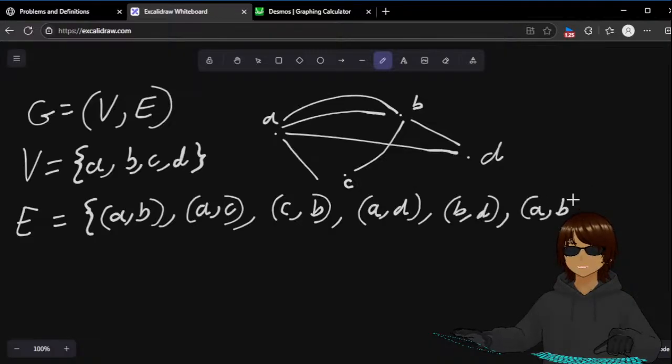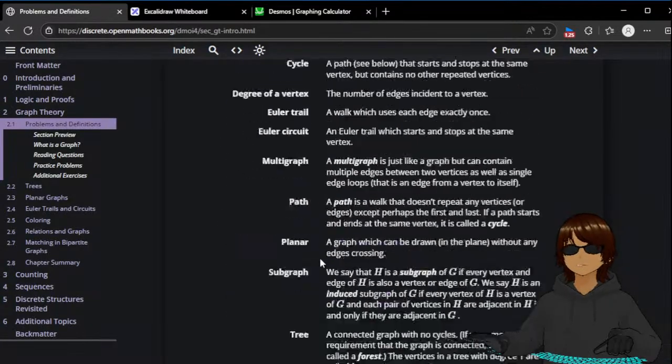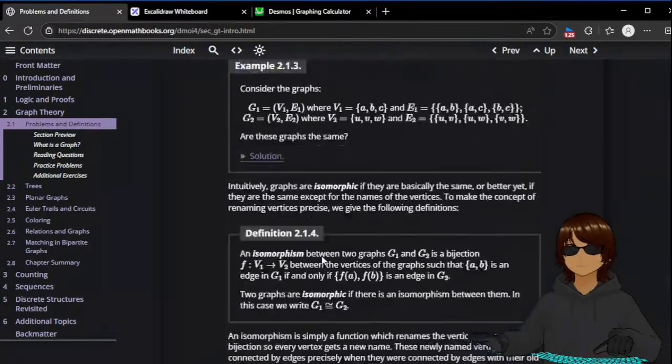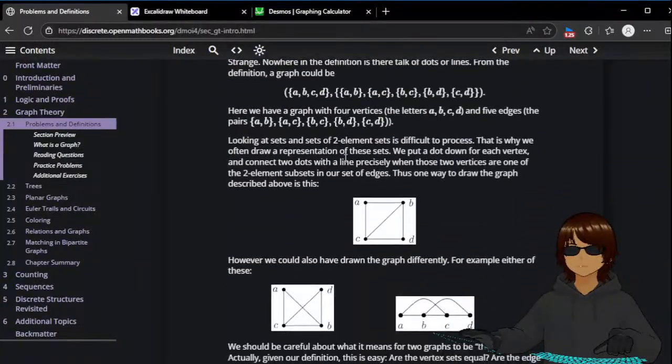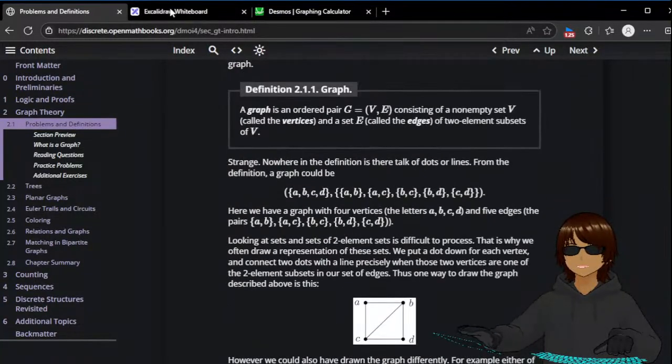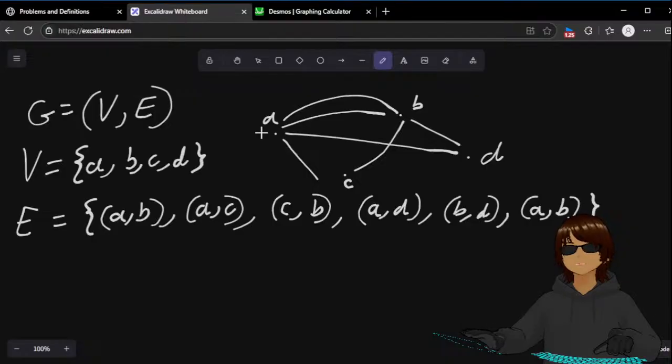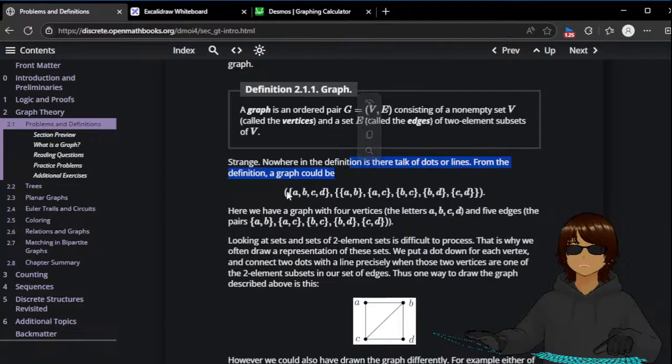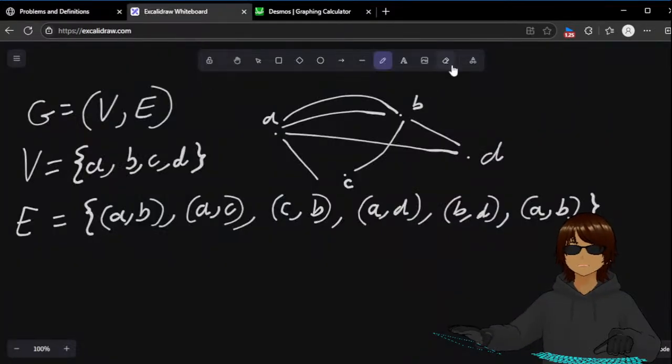Ordered pair. Maybe. Wait, is it ordered pair or is it set of sets? That I can't remember. Hold on. No, it's a set of sets. It's not ordered pair. Only this is ordered pair. Yeah, the outer part is ordered pair, the rest is like set of sets. This is wrong.